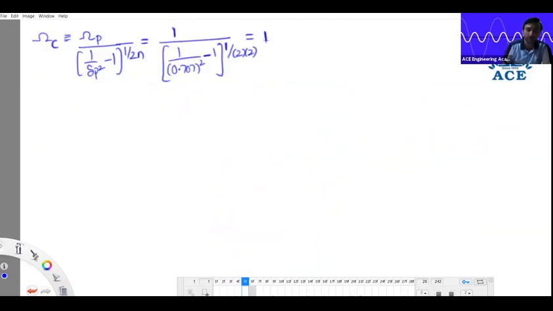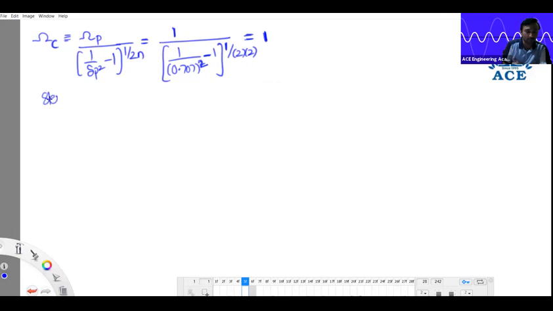Luckily, this answer is also 1. Because 0.707 means 1 by root 2. 1 by root 2 whole square is what? 2 minus 1 is 1. 1 power anything is 1 or not? Luckily, that answer is good. Actually, if you do perfect simplification, 0.99999 is actually 1 only.